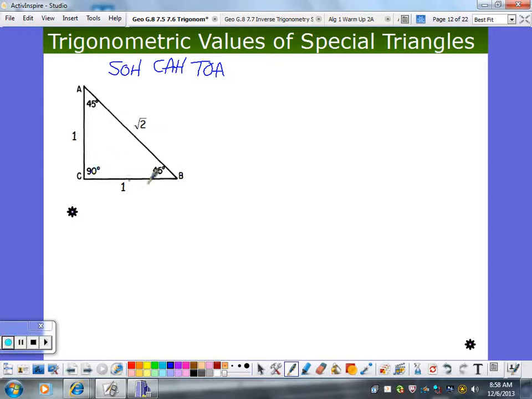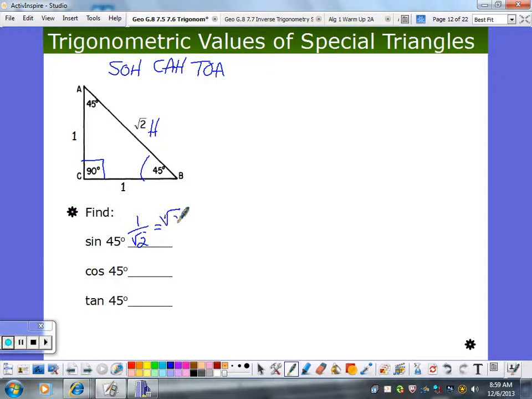We know this, right? The legs, you multiply them by the square root of 2, you get the hypotenuse. Here's my 90 and the leg, that's my h. So let's see here. What's the sine of 45 degrees? What's that going to be? So why is that root 2 over 2? How come?